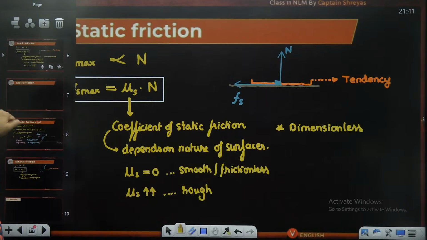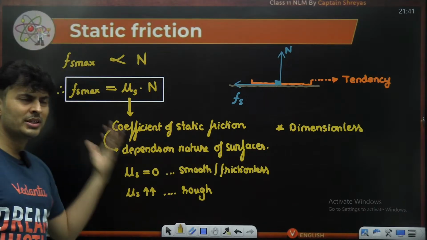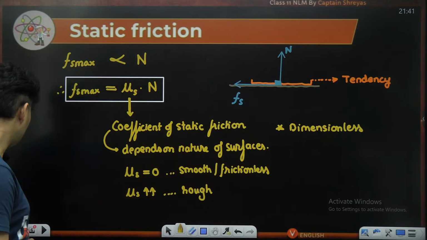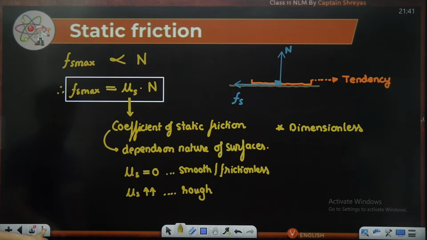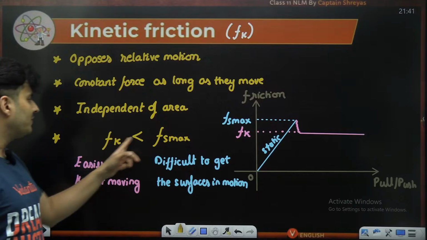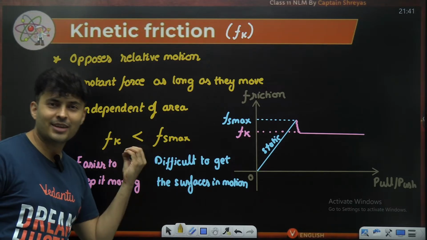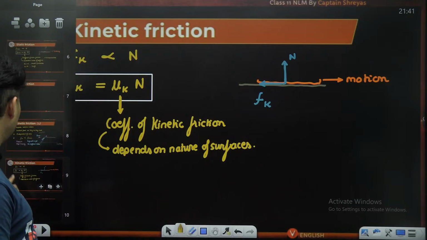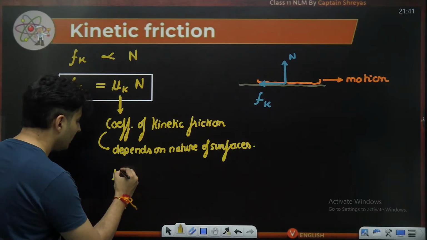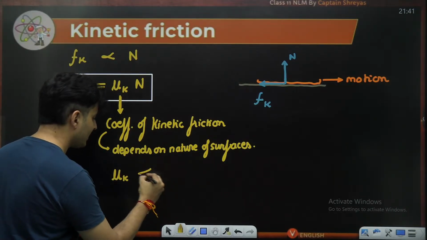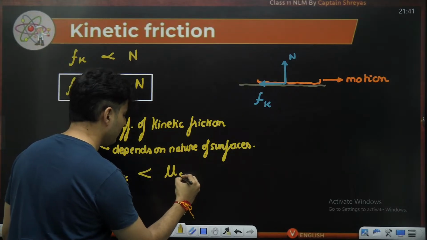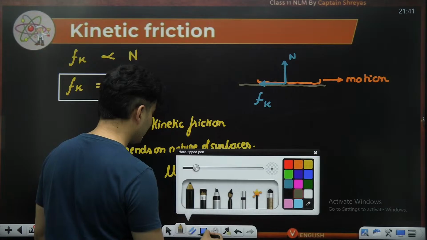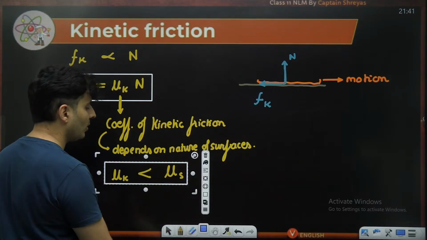Now, same thing, just like if mu is more, friction is more, mu is less, friction is less. I had also mentioned that Fk is usually less than Fs max. So what can you tell of the relation between mu k and mu s? Yes, mu k will be less than mu s usually, as a general rule of thumb.